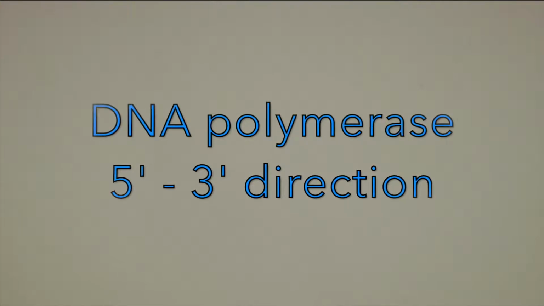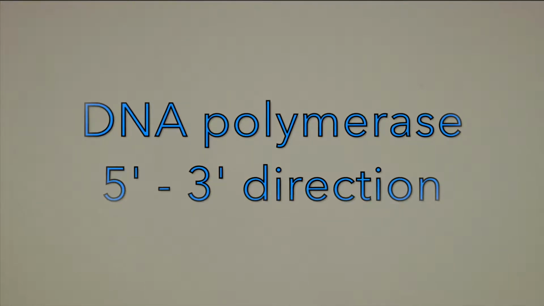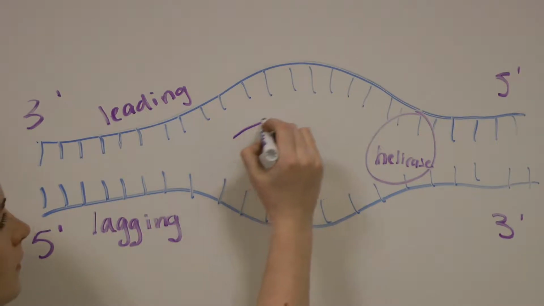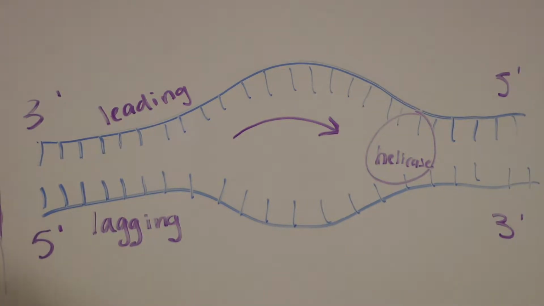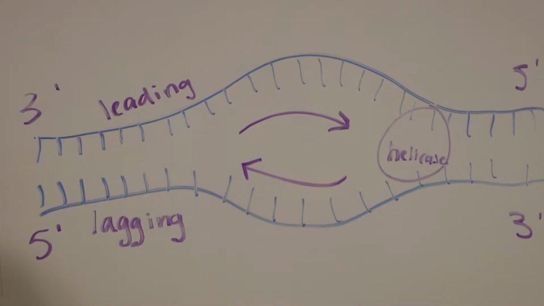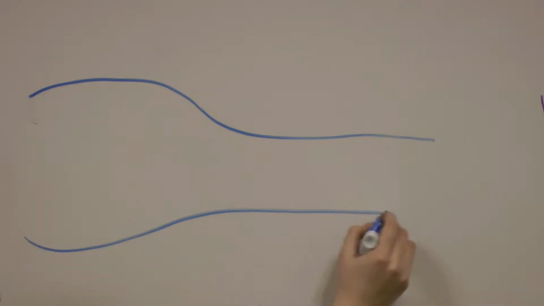DNA polymerase can only synthesize DNA in the 5' to 3' direction. But due to the original DNA molecule's anti-parallel structure, one template strand will continuously be replicated towards the replication fork, but the other template strand can only be replicated in the direction opposite of the replication fork. This strand is called the lagging strand. Let's go into further detail about the lagging strand.